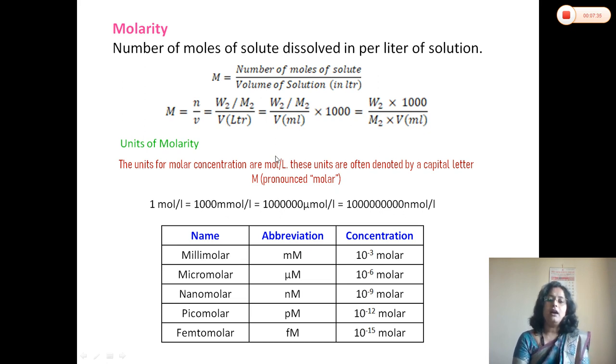So the molarity can have different forms, that is the millimolar solution, micromolar, nanomolar, picomolar and femtomolar. So what is the millimolar? It is 10 to the power minus 3 molar. Micromolar is 10 to the power minus 6 molar. Nanomolar is 10 to the power minus 9 molar. Picomolar is 10 to the power minus 12 molar, and femtomolar is 10 to the power minus 15 molar. So these are some different kinds of molar solutions which are represented over here.